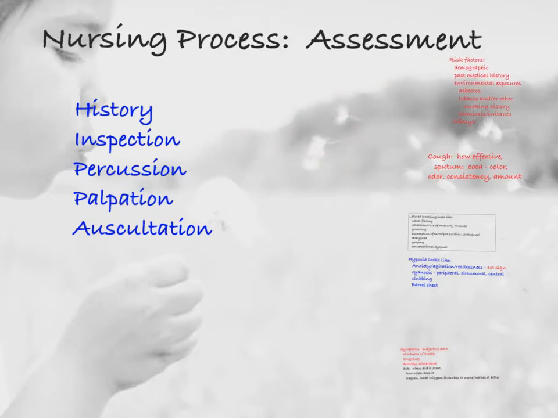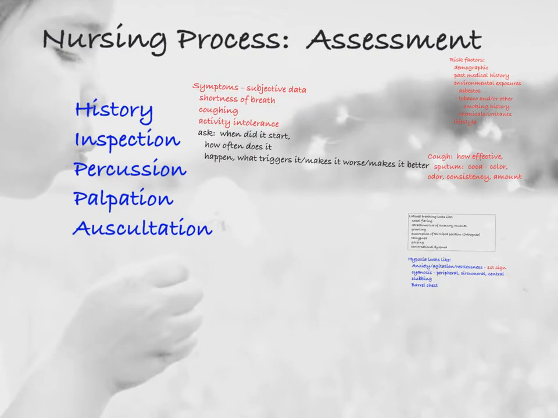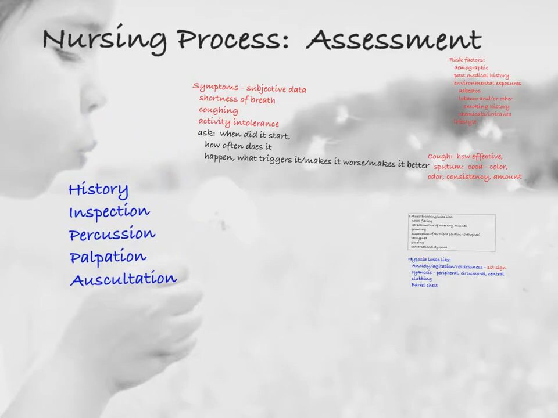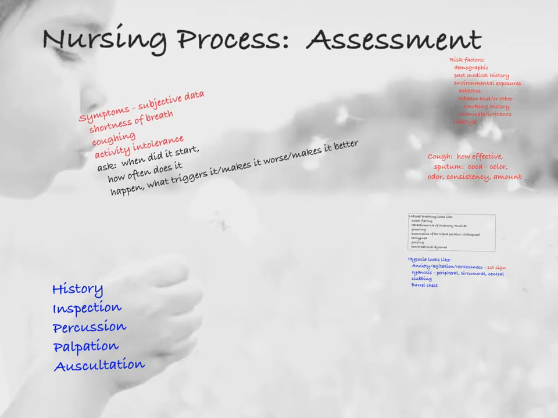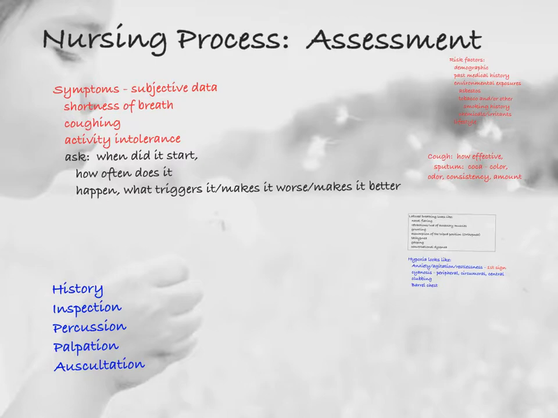So those are some risk factors that we're going to assess for, and then we're going to assess for the person's symptoms. And symptoms really indicate subjective data. Remember, signs are objective, and the difference between subjective and objective is that subjective is what the patient reports to us, whereas objective is what we find ourselves when we look or listen or feel. So some symptoms that we're interested in are shortness of breath, coughing, and activity intolerance, to name a few. We would also want to know about chest pain, but we'll kind of cover that a little bit more when we talk about circulation.